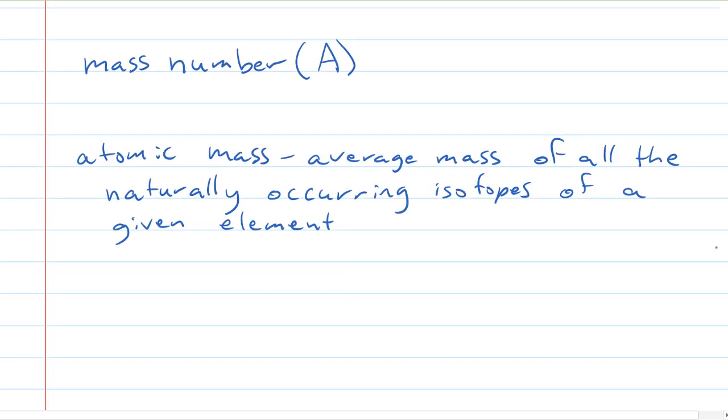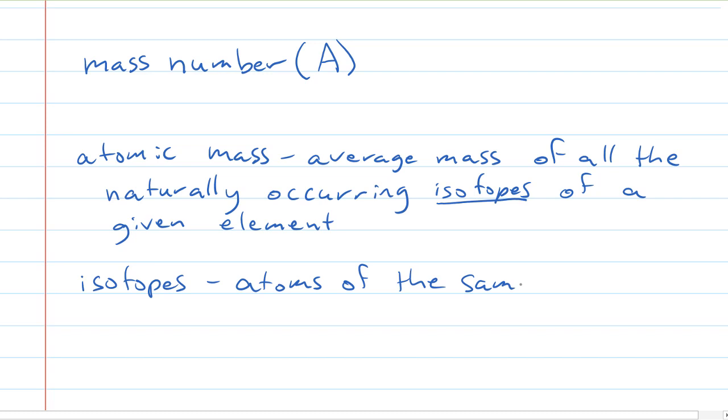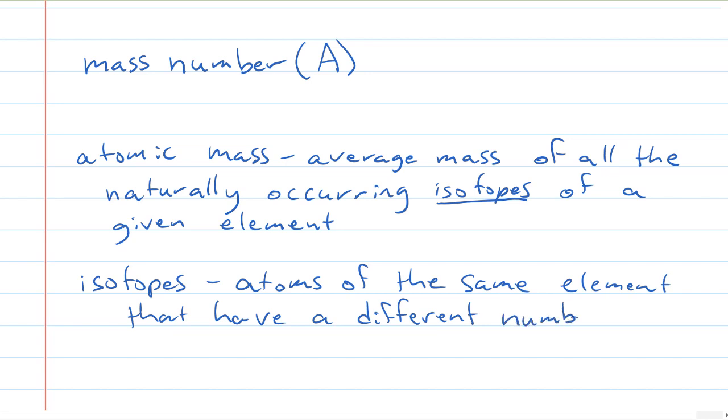Which brings up yet another word we have to define, and that word is isotopes. And we say that isotopes are atoms of the same element that have a different number of which particle? Neutrons. Exactly, a different number of neutrons.